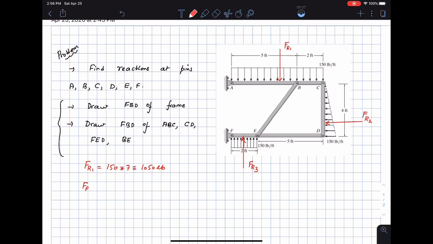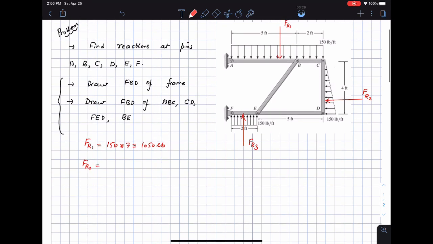Then the force FR2 is going to be the area under the triangle, so that's 150 times 4 by 2, or 300 pounds. So this is going to be half times 150 times 4, or 300 pounds. And then FR3 is going to be 150 times 2, which is the area of the rectangle, and that's going to be 300 pounds.